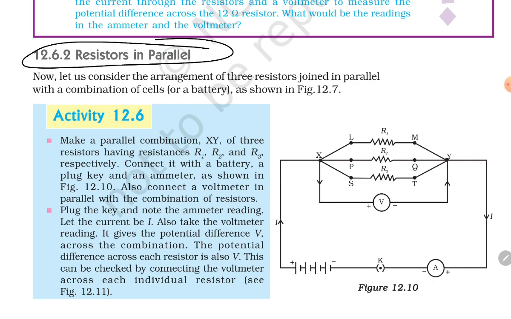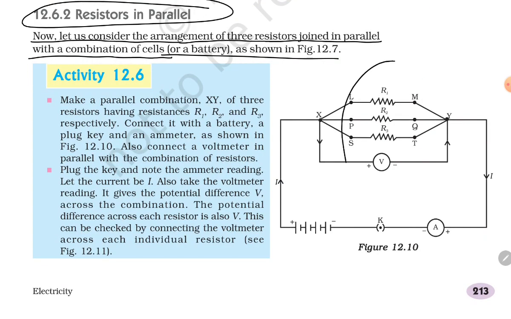Resistors in parallel. Now let us consider the arrangement of three resistors joined in parallel with a combination of cells or battery, as shown in figure 12.7.